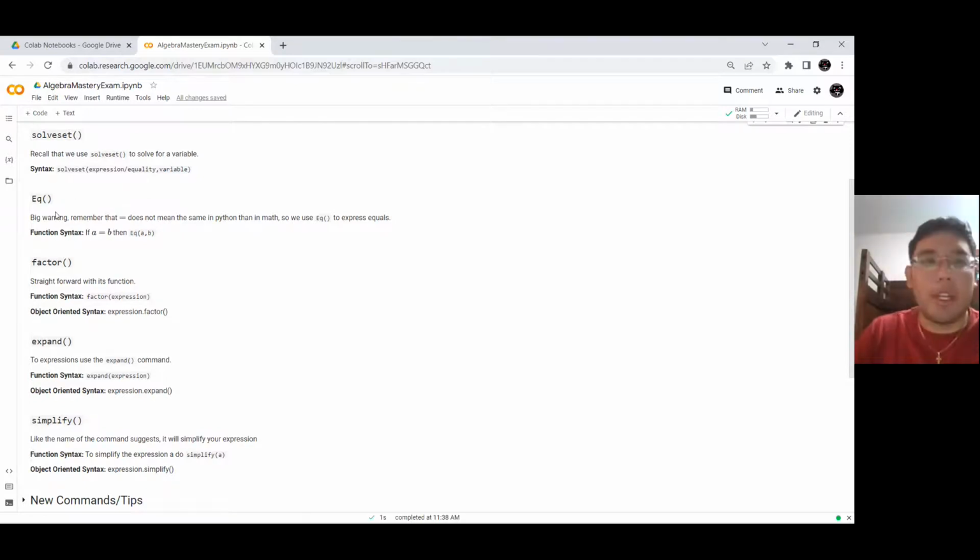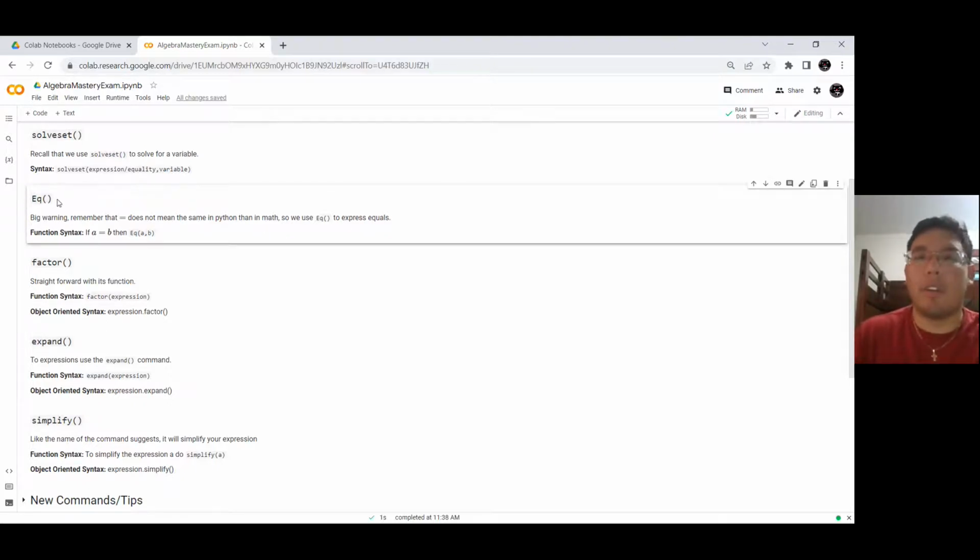The next one would be equality. Remember that equality in math and in Python don't actually mean the exact same thing. Equality in Python refers to assigning a value to something, and here equality would be more of what we're familiar with in math. So if I wanted to say A equals B or write that expression down, I say EQ A comma B.